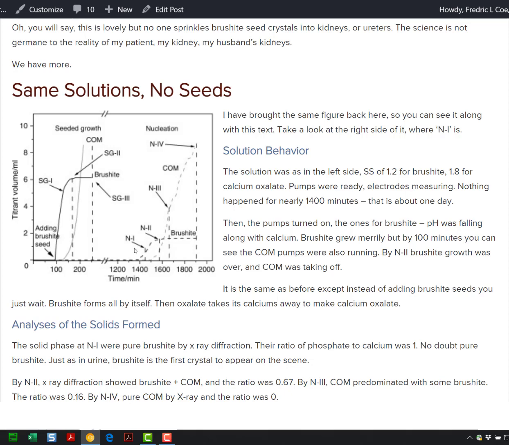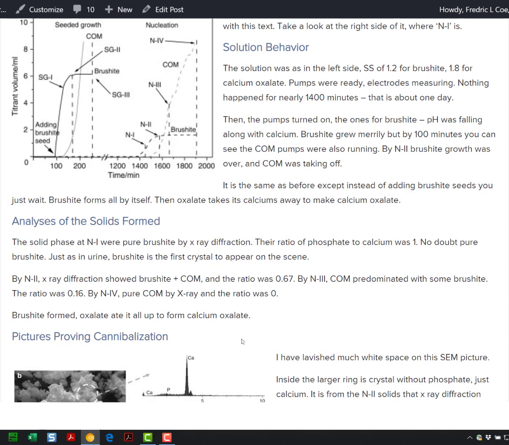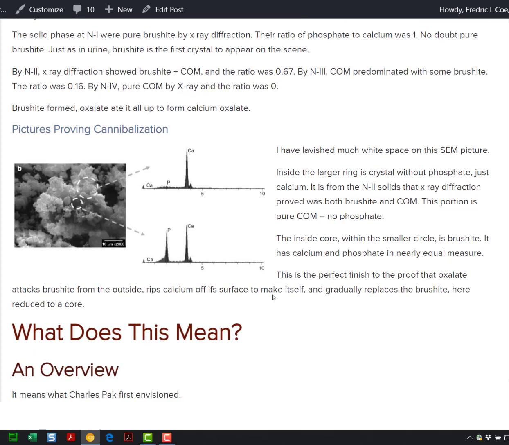And then they've got these solids, N1, N2, N3. The solid at N1 is brushite. Ratio of phosphate to calcium, 1. By N2, it's brushite with calcium oxalate monohydrate on X-ray diffraction. That's how physicists determine what's in a crystal. Ratio is 0.67. By N3, there's just the tiniest bit of brushite. Ratio is 0.16. By N4, there's only calcium oxalate. The brushite's been extinguished.